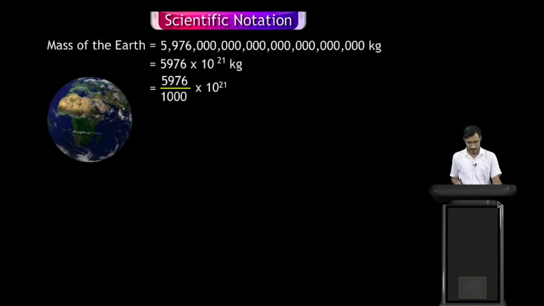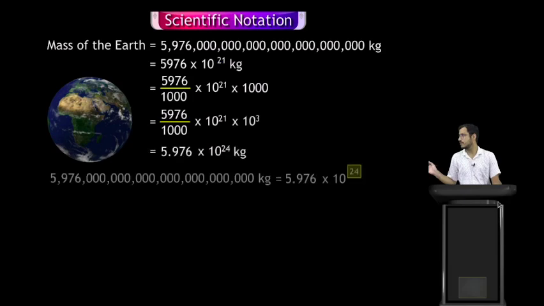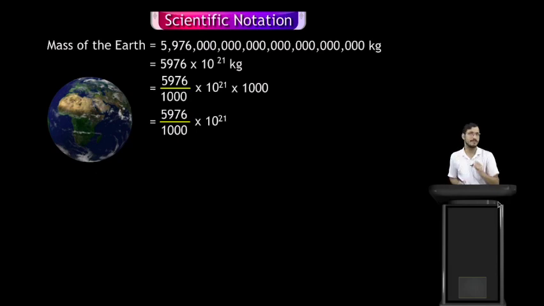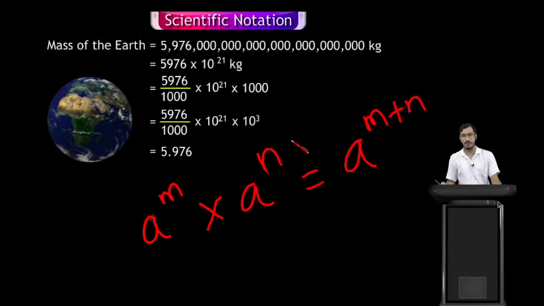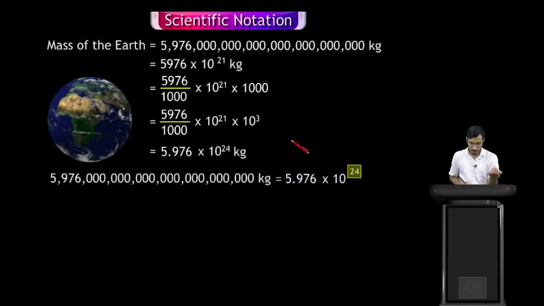Now 5976 divided by 1000, and then multiply by 1000 again. So here 10 to the power 21 into 10 to the power 3. So 21 plus 3. Remember always the property, students: a to the power m into a to the power n will be equal to a to the power m plus n. The powers will be added. We use this property here: 10 to the power 21 into 10 to the power 3 is 10 to the power 24, and 5.976 into 10 to the power 24 kg.